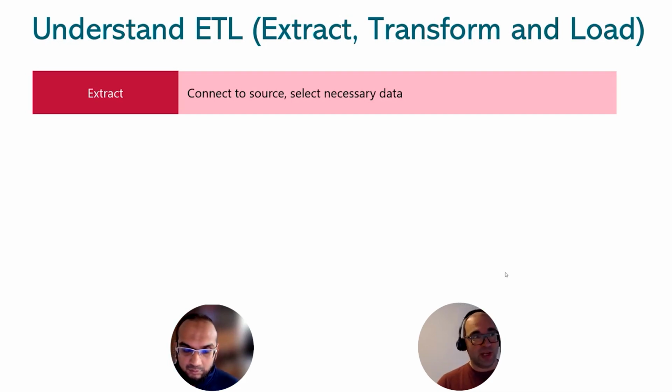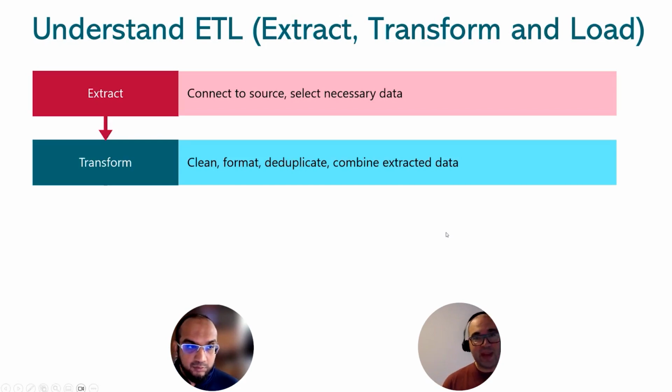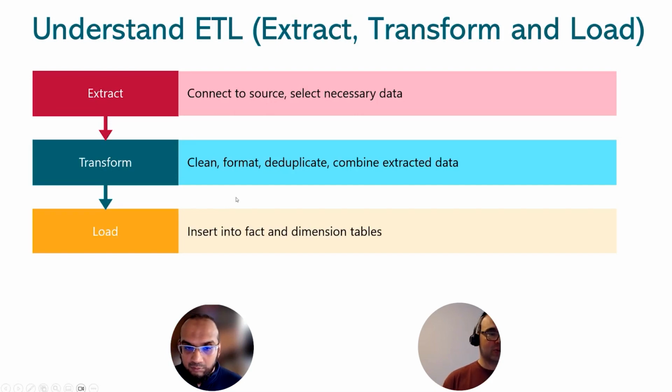And once we connect to data source, we may need to perform some transformations on this data to make it better suited for analytic workloads. These transformation steps can be cleaning the data, formatting, removing duplicates, combining data from different sources, from different tables, and so on. So all kinds of transformations. And once we transform this data, we are loading it into a central repository, which is usually enterprise data warehouse, or in Fabric, it can also be a lakehouse.